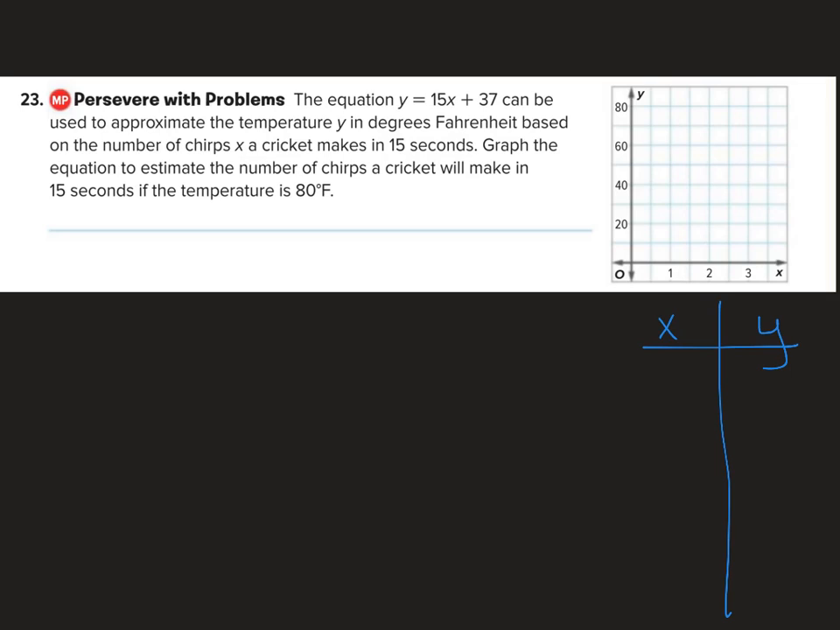So when I'm substituting in 0 for x, I know y will be 37. So I'm going to find out what 1, 2, 3 are, and it looks like it only goes to about 3. So I'm going to figure that out. 37 plus 15 is 52. And then 52 plus 15 would be 67. 67 plus 15, 82.